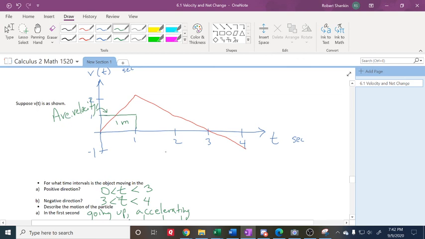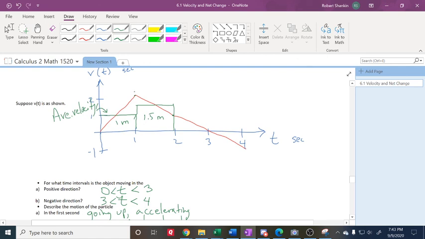Over the second, from 1 to 2, I ended up at 1. My initial velocity was 2, maybe meters per second. So my average velocity was halfway between 1 and 2, 1.5. Now when I multiply that by the width of this rectangle, I'm going to get 1.5 meters. When you have a velocity function, the area under the curve is going to correspond to displacement.